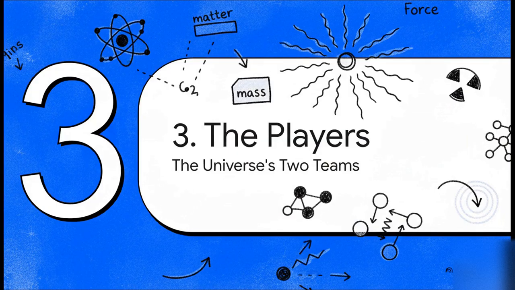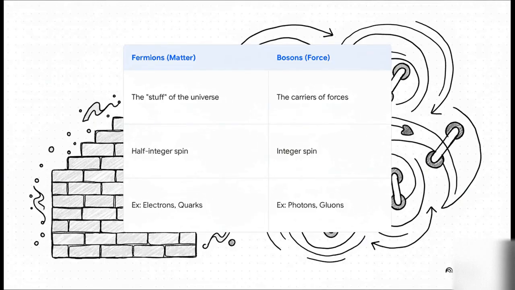All right, part 3. Before we dive into the equation itself, we need to meet the players. I like to think of them as the universe's 2 teams, matter and force. So the Standard Model splits all particles into 2 families. On one side, you've got your fermions. This is the stuff of the universe, the electrons, the quarks, everything that makes up you, me, and this planet. And on the other side, you've got bosons. These are the force carriers, like the photon that carries light. So you can think of one team as the bricks, and the other team as the mortar holding it all together.